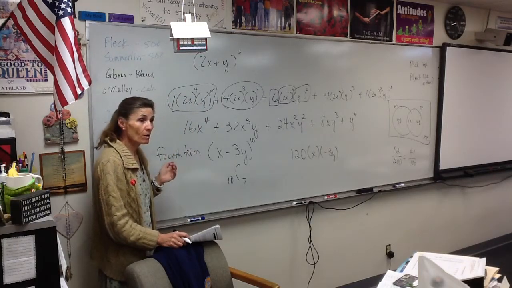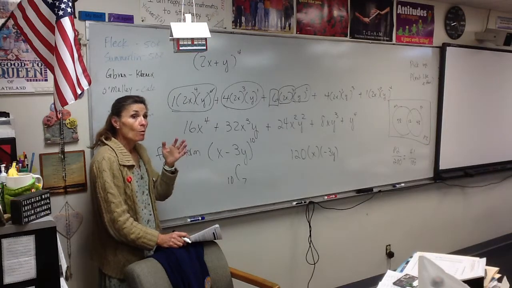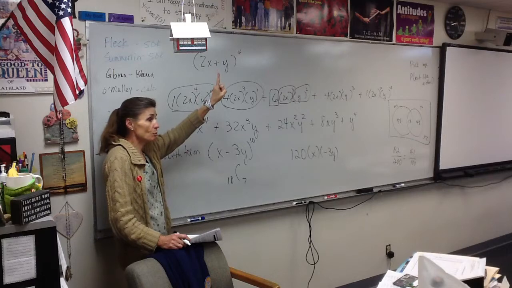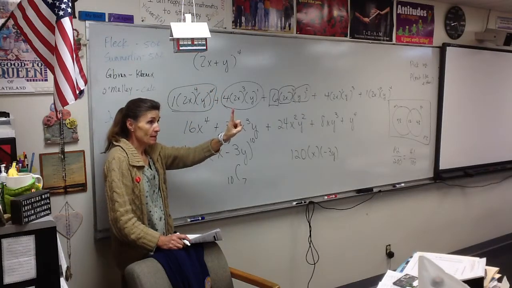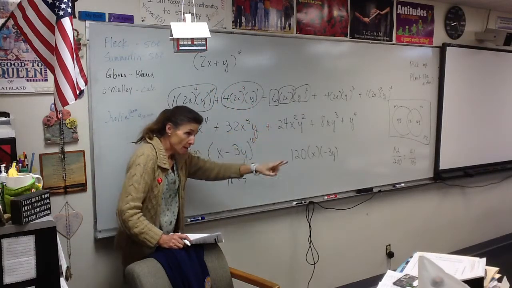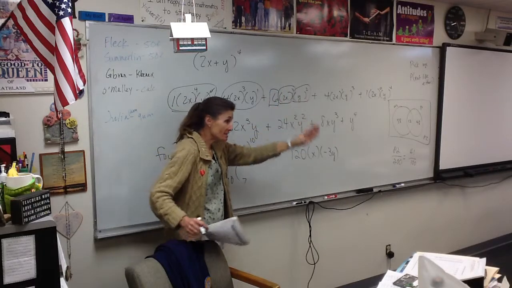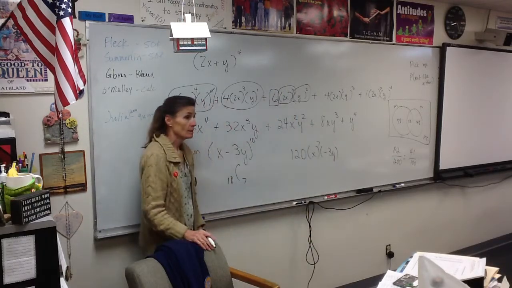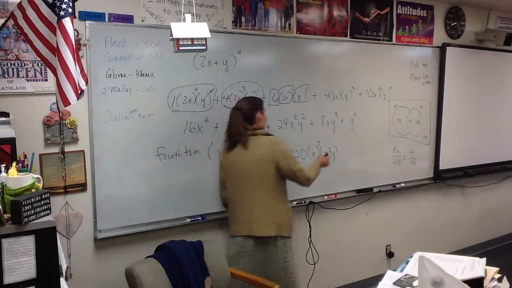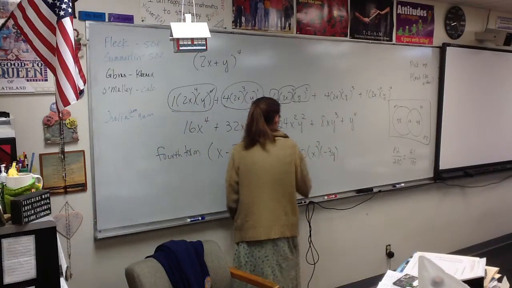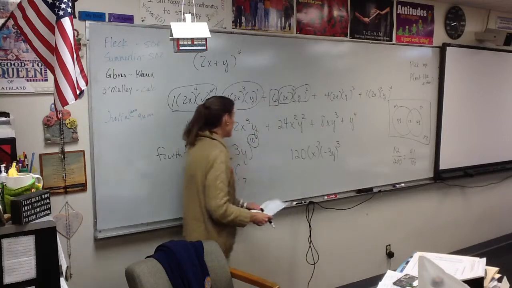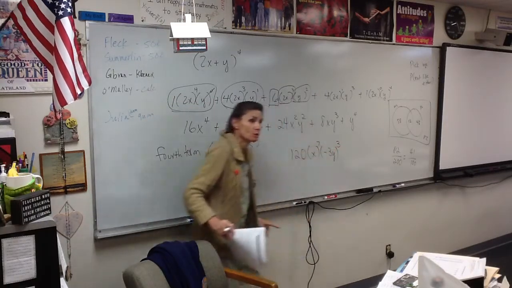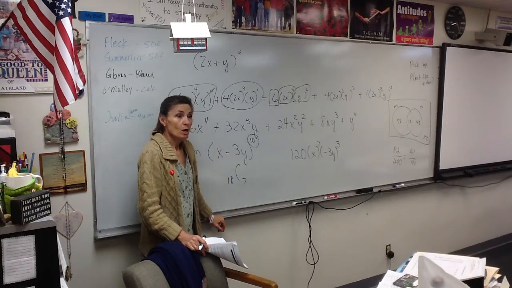Now what will be the power on the x? Well, in the first term, the power on the x would be 10. And then it would go to 9 and 8 and 7. So the power on the x is 7, making the power on y 3, because when we expand to the 10th power, our exponents add up to 10.